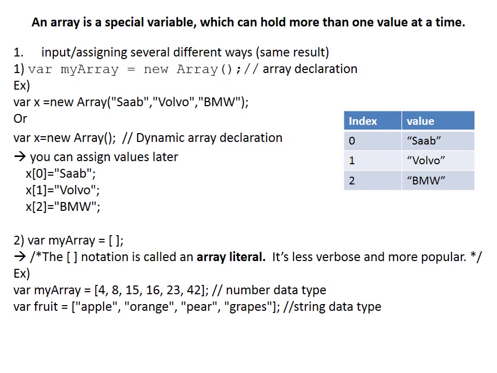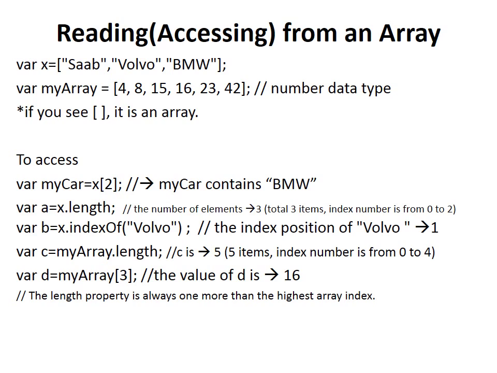There are several ways you can use array. As you practice examples, you will get it. When you access a value of an array, you can use the equals sign. You can get the number of elements using .length. The length property is always 1 more than the highest array index because index starts from 0. You can get the index number with the value using .indexOf, value of an element.